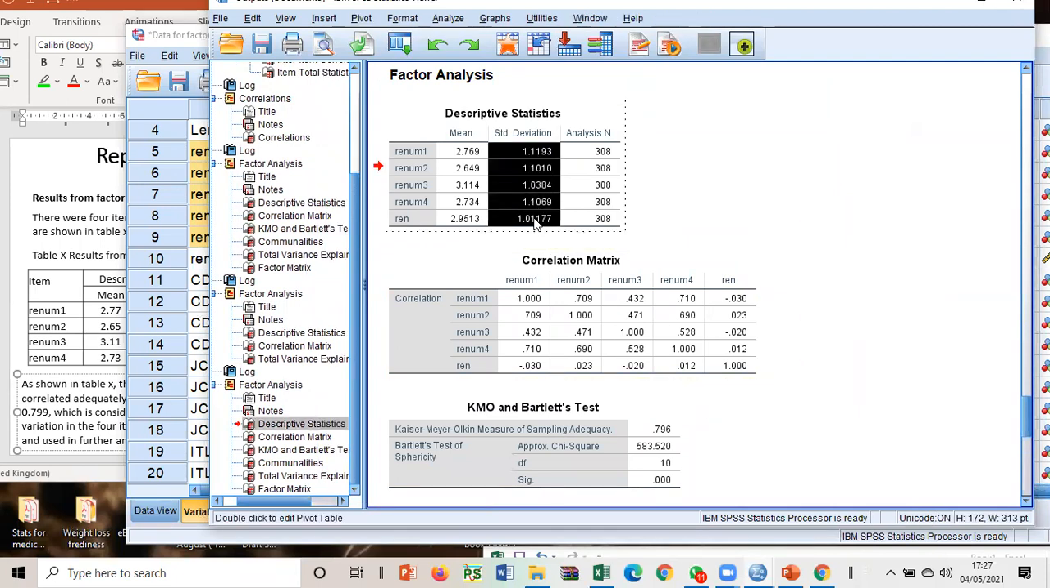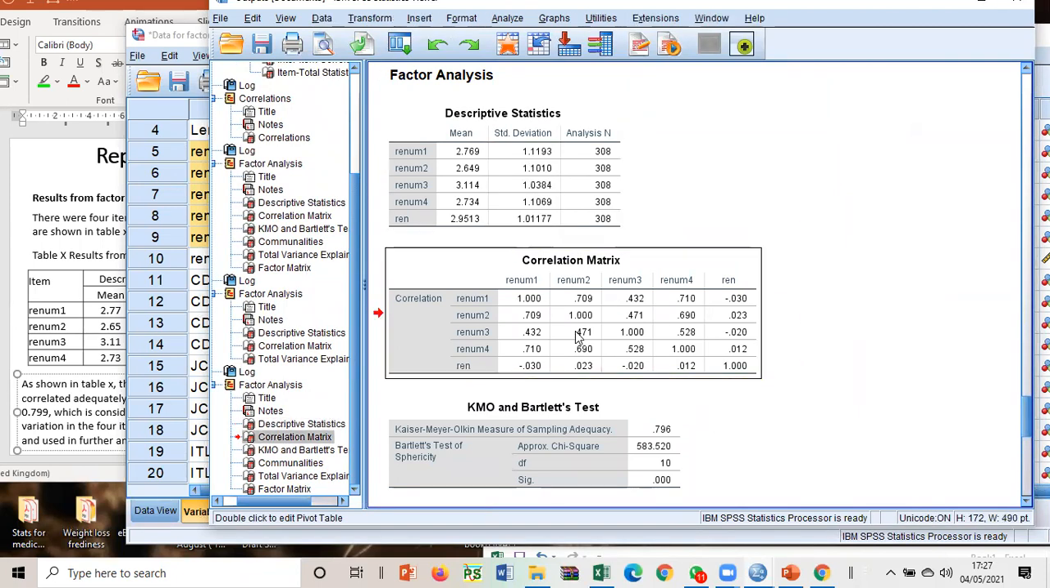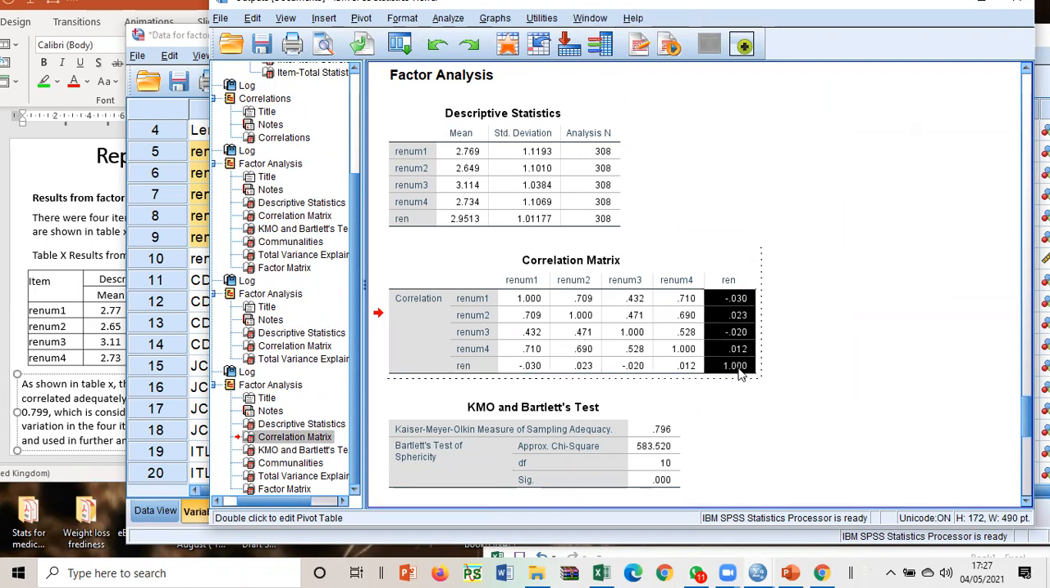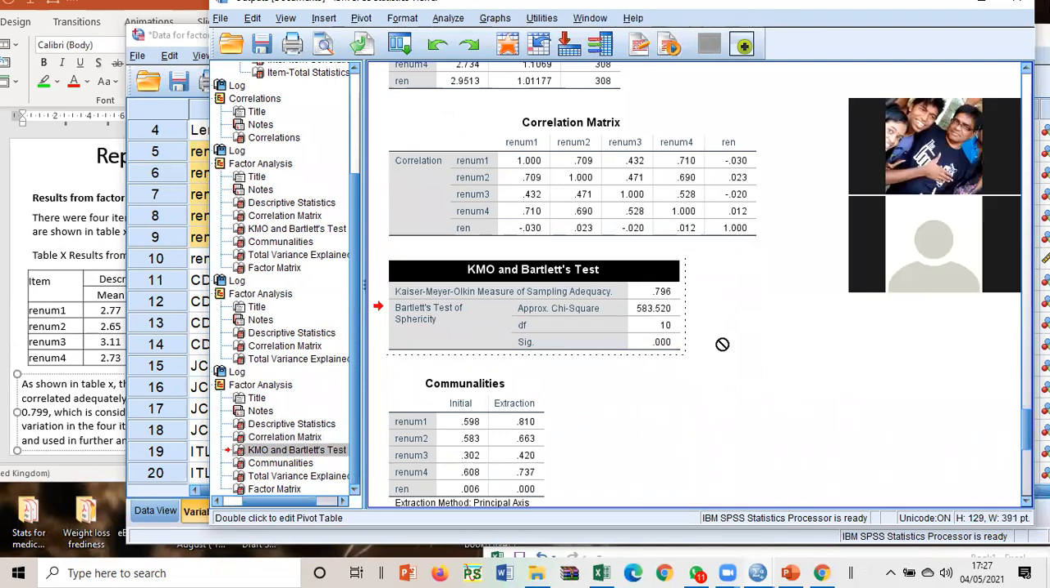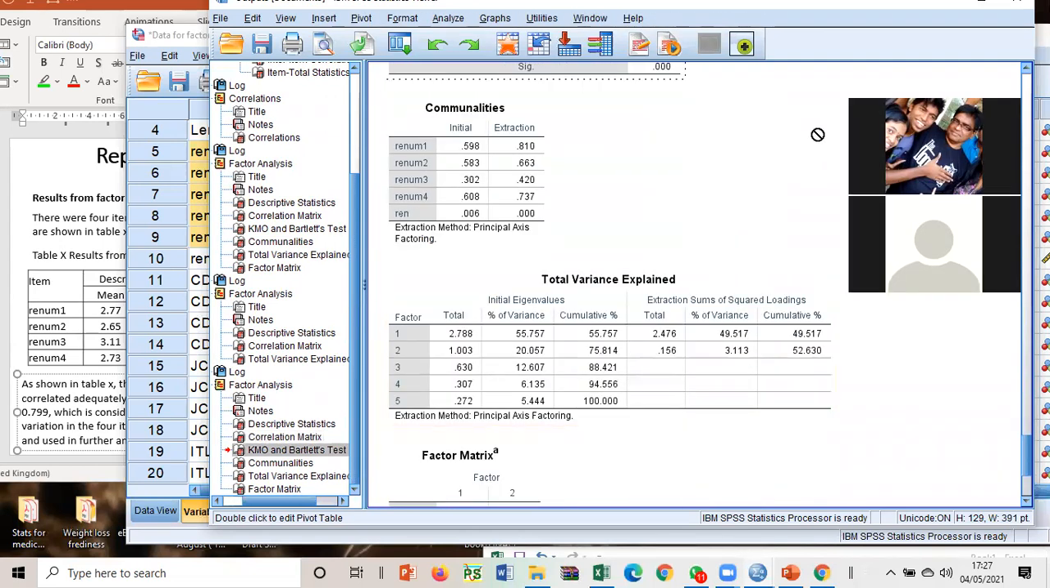Standard deviation looks okay. Second table, correlation. Is it good? No, the correlation is weak. Therefore, this item must be removed, right? Yes. KMO, is it okay? Yes, more than 0.7, it's okay.